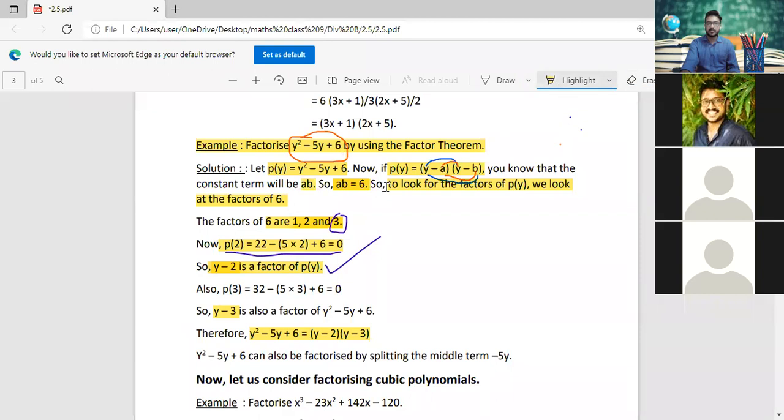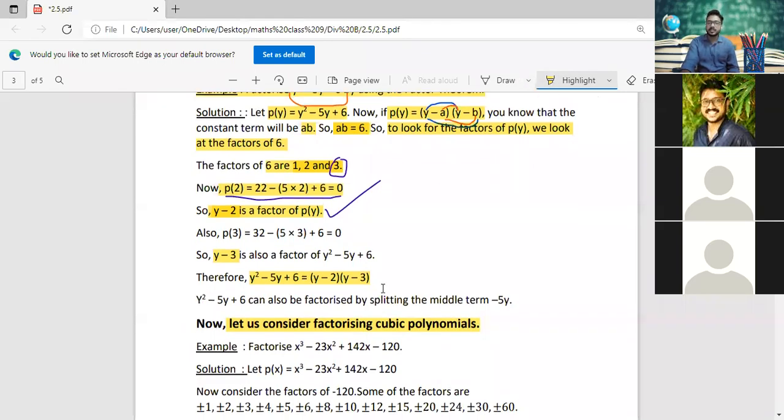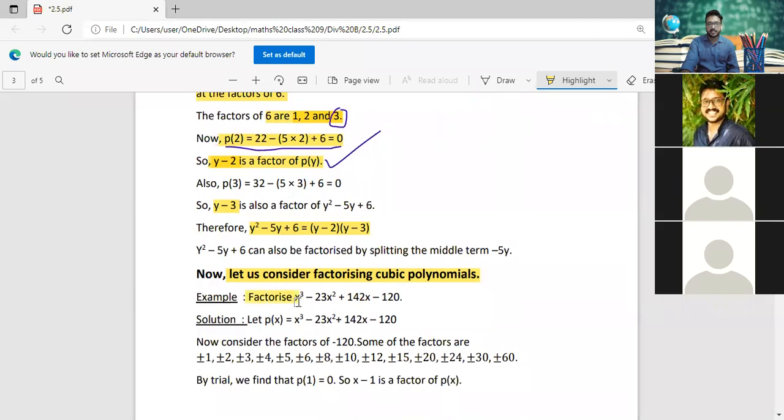Again, I will show you another example. Here we are considering cubic polynomials. You know that cubic polynomials have degree 3. Yes. So it should definitely have 3 factors. Let us see, is it correct or not? The question is, we want to factorize the polynomial x cube minus 23x squared plus 142x minus 120.